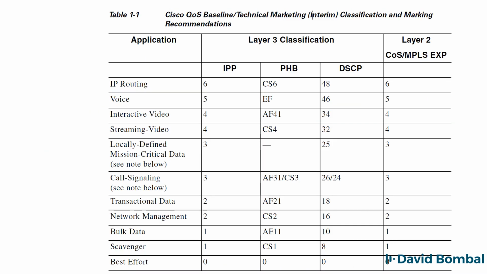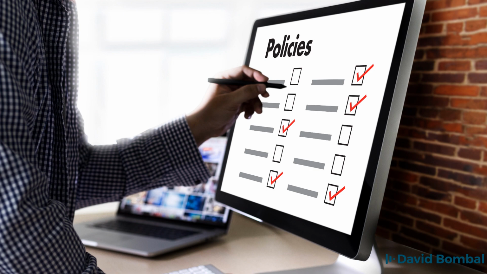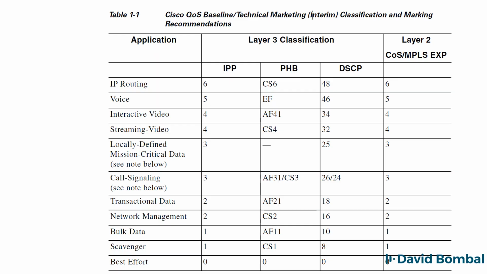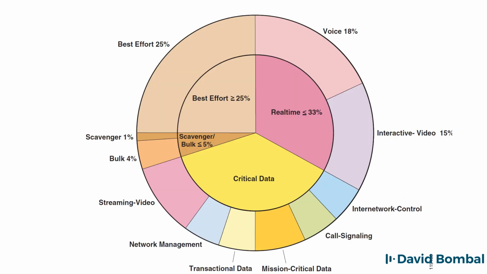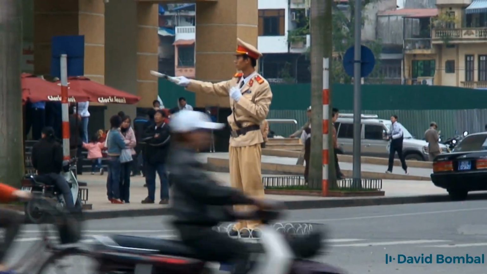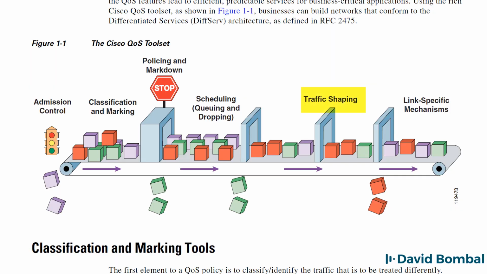Now, in the real world, you would follow a quality of service policy document. In other words, you would decide which traffic types are important in your network and then allocate bandwidth accordingly, or implement quality of service mechanisms such as policing, shaping, queuing, and others based on your quality of service policy document.